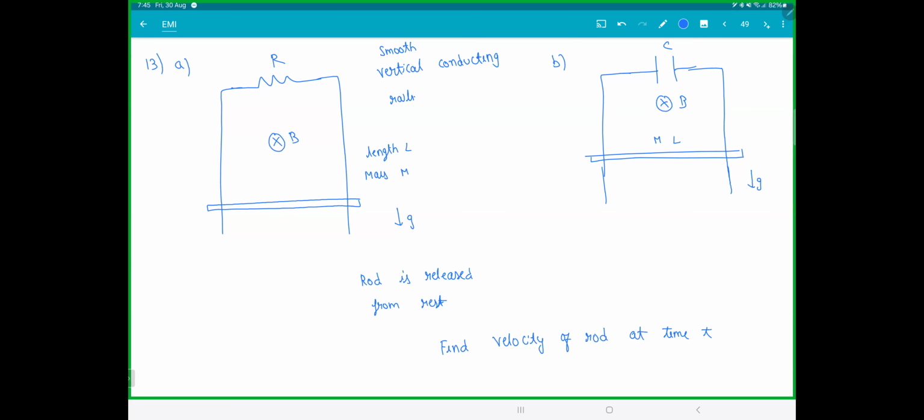Try. I'll give 2-3 minutes. Always, you have to start like that. After time t, let the speed be V. Start from there. Give it a try.